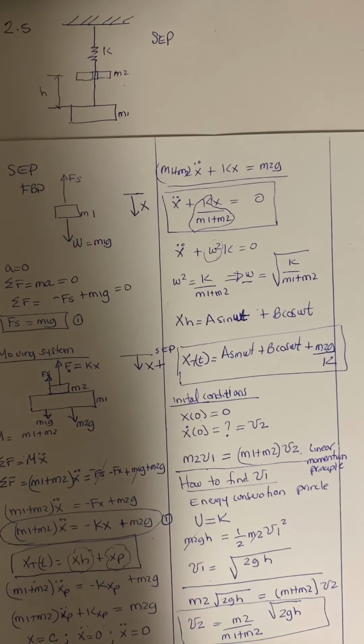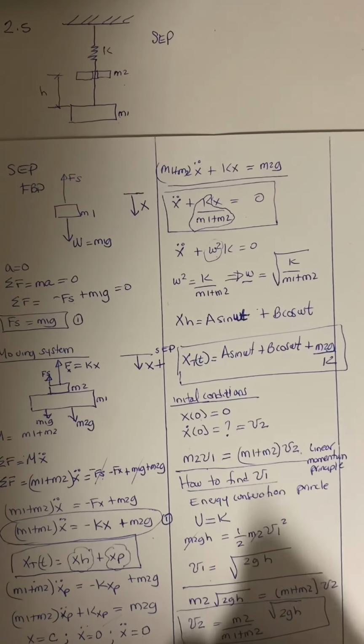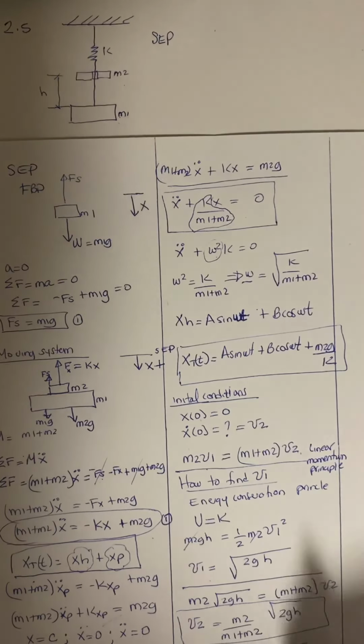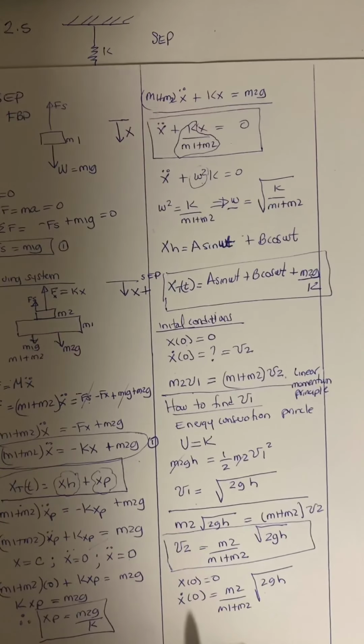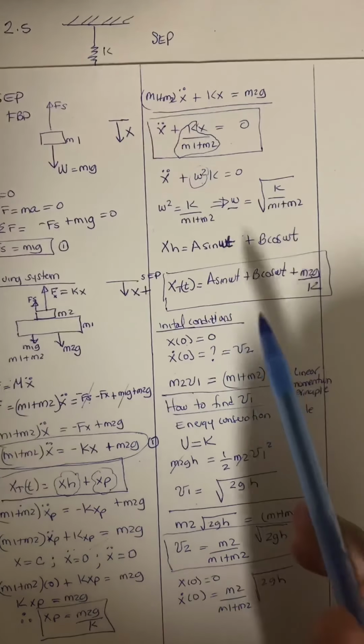So now we have two initial conditions. Let's write it again here. x0 equals 0, x dot 0 equals m2 over (m1 plus m2) times the square root of 2gh. Okay, now we are ready to use the total solution to get the constants A and B. So let's go back to the total solution equation, which is in here.